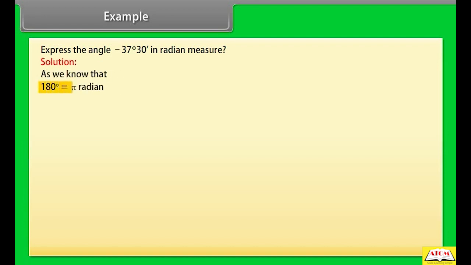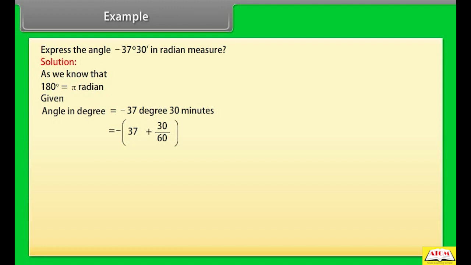Example. Express the angle minus 37 degree 30 minutes in radian measure. Solution. As we know that 180 degree is equal to pi radian. Given angle in degree is minus 37 degree 30 minutes, which is equal to minus of 37 plus 30 by 60, which is minus of 37 plus 0.5, which is minus 37.5.